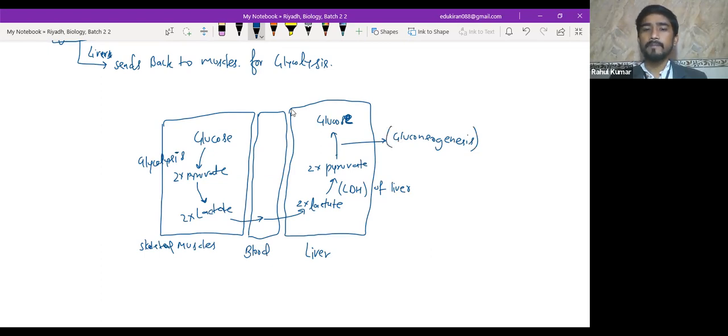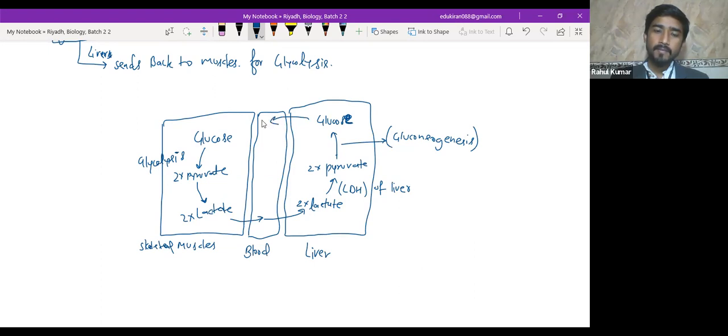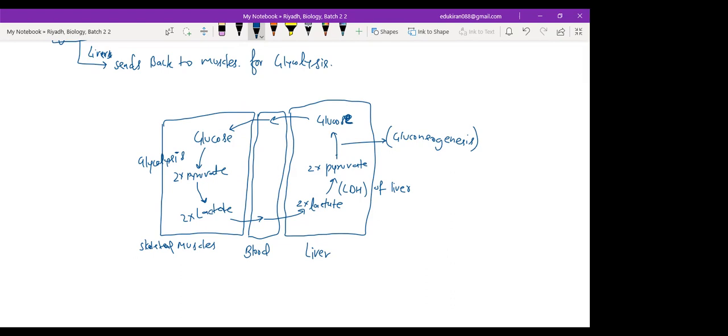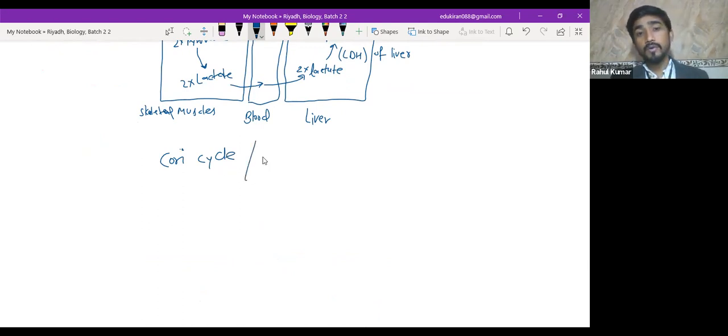What I'm writing is clear? Is my handwriting okay? Yes, sir. And then this glucose is taken back by the blood and sent back to muscles. So do you see there is a cycle happening? If you are in a regular habit of doing exercises, working out, playing something, then this cycle is happening regularly in your body, correct? Yes, sir. So this cycle is called the Cori cycle. It was discovered by Cori. It has another name. It's also called lactic acid cycle.